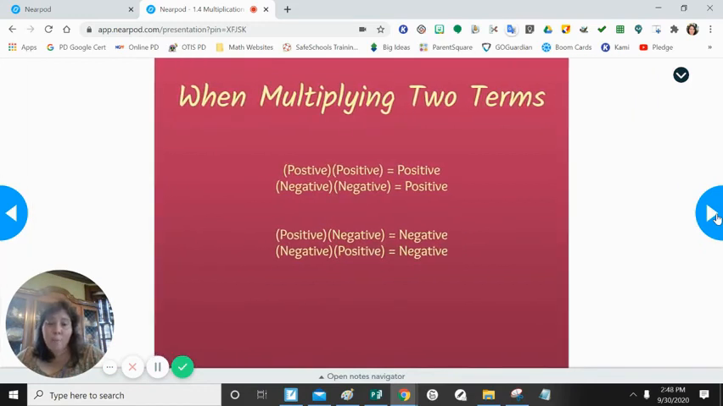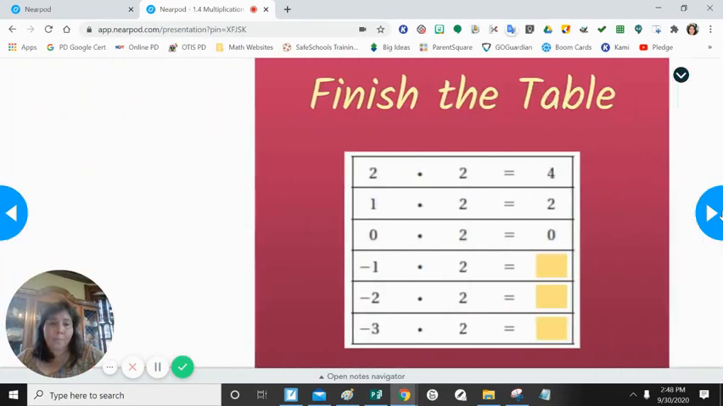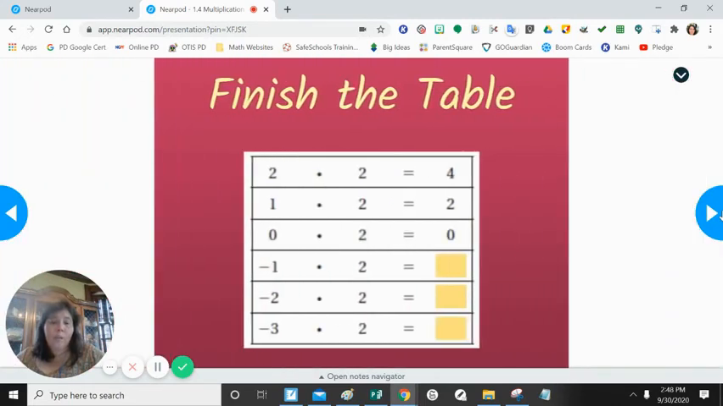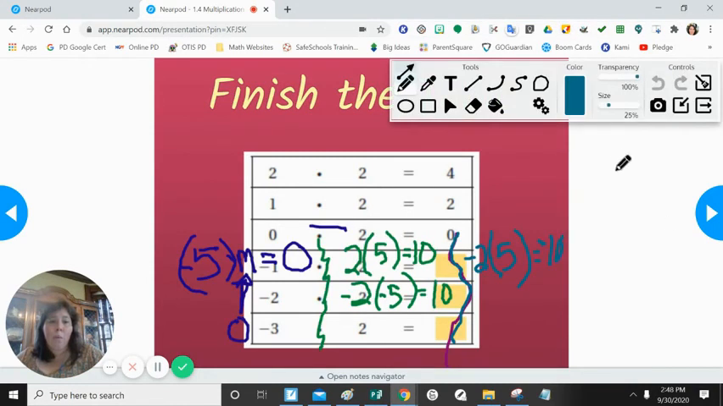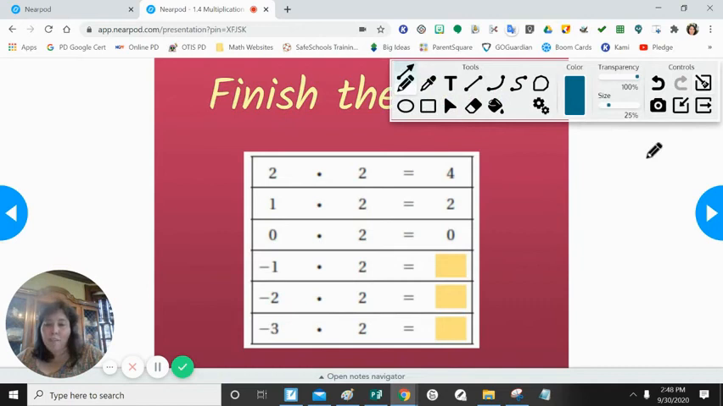Just to recap, a positive times a positive or a negative times a negative is going to give you a positive product. Same signs, positive product. When you have different signs, your product will be negative. We just recapped with this little table. We filled in our values and we did it together as a class.